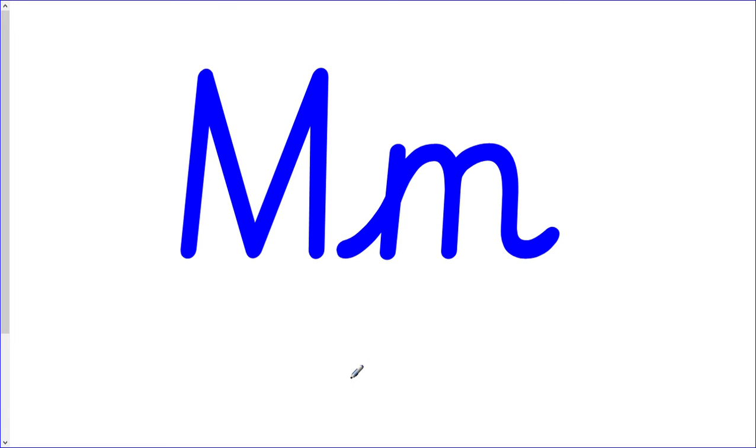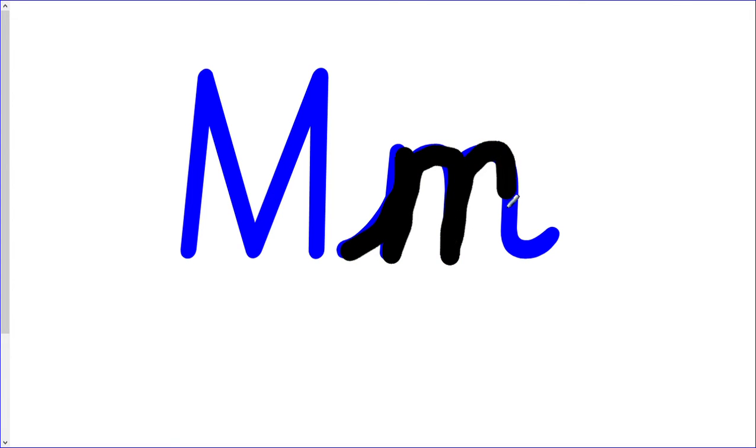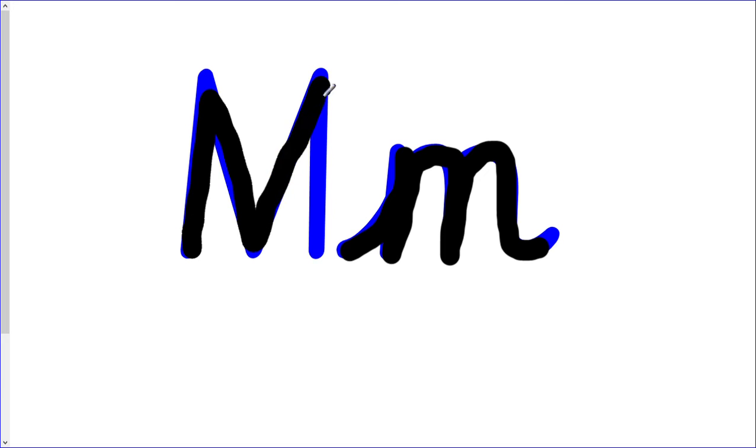Next we have an M. Here we go. Down Maisie Mountain. For a capital, we go up, down, up, and down. And can you read this word with an M in it?